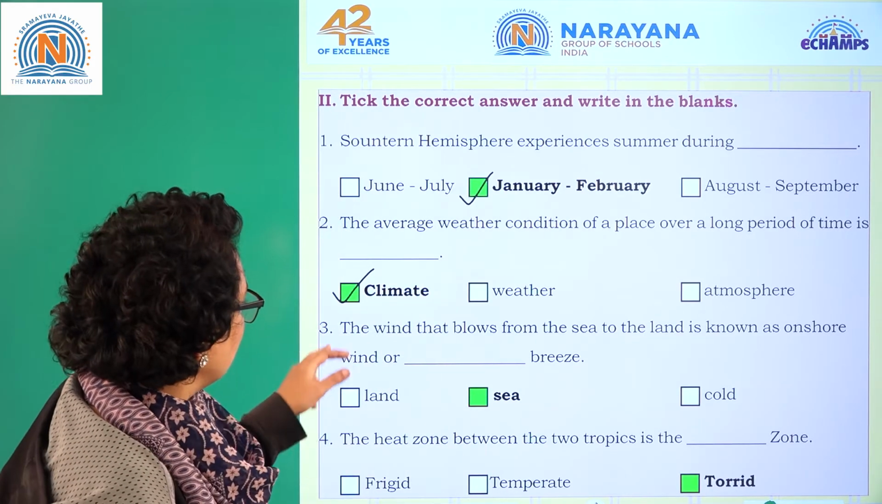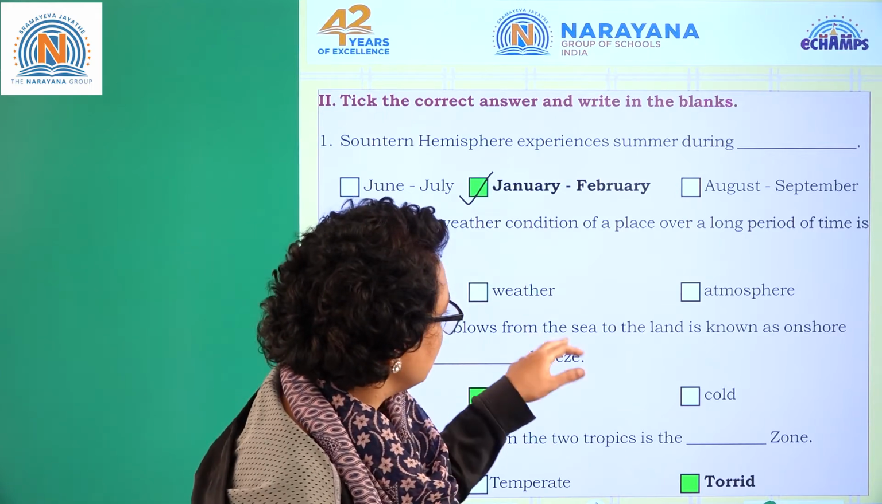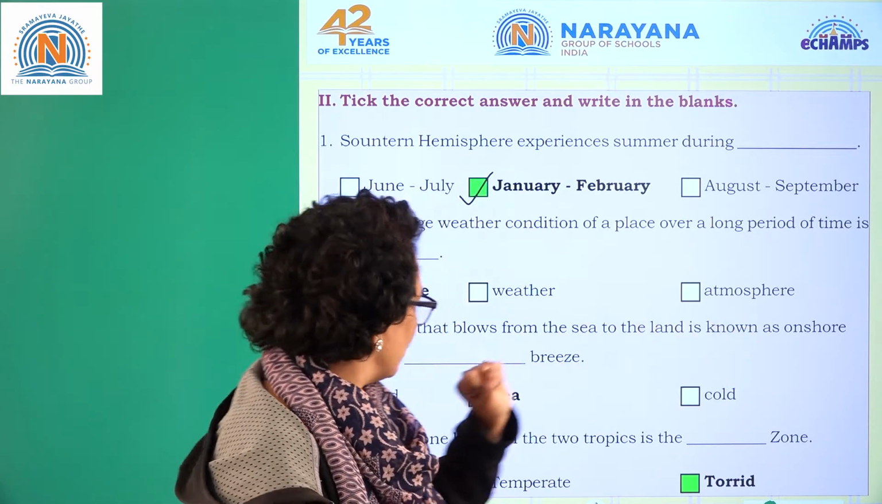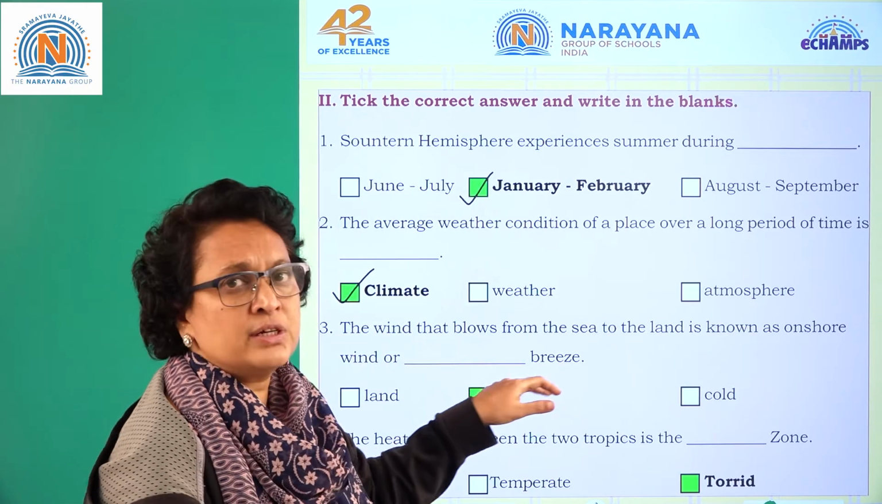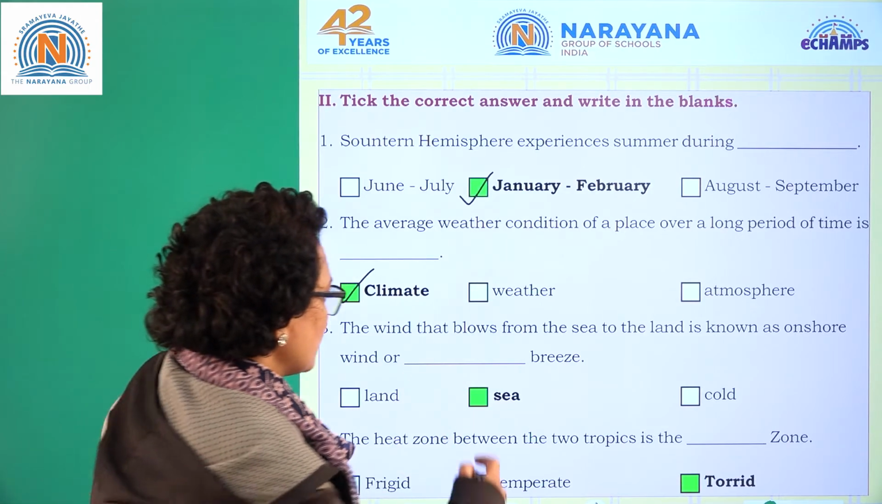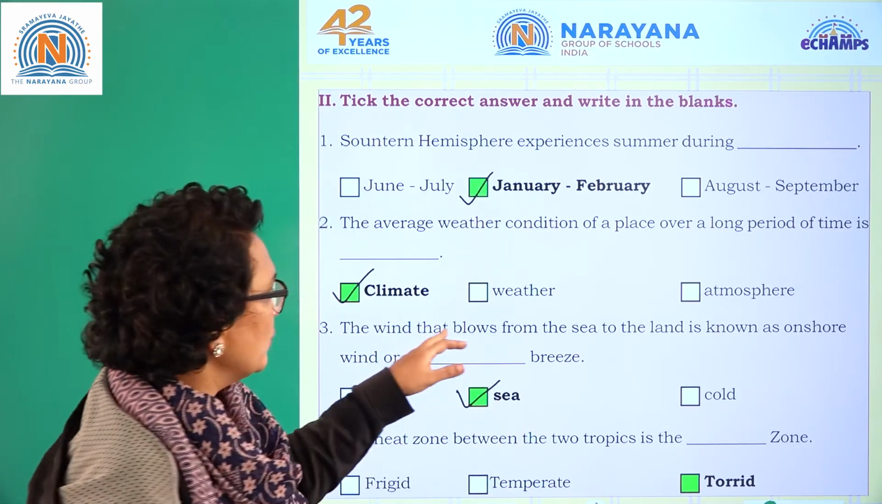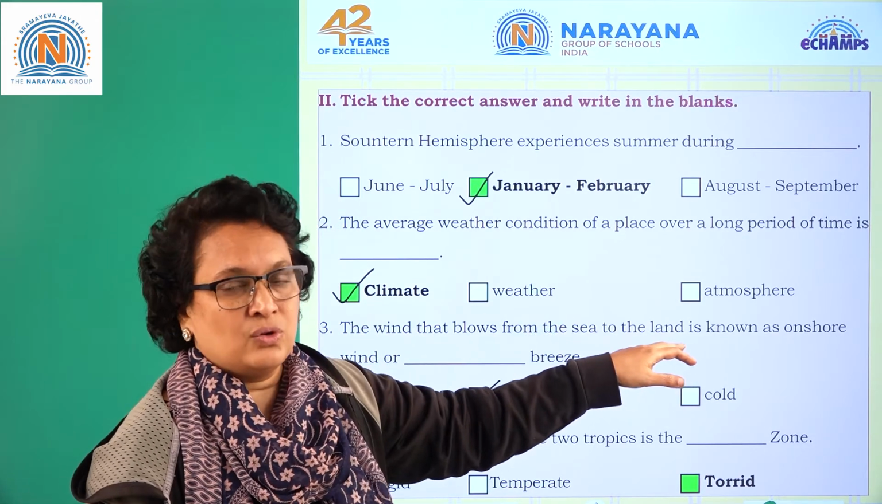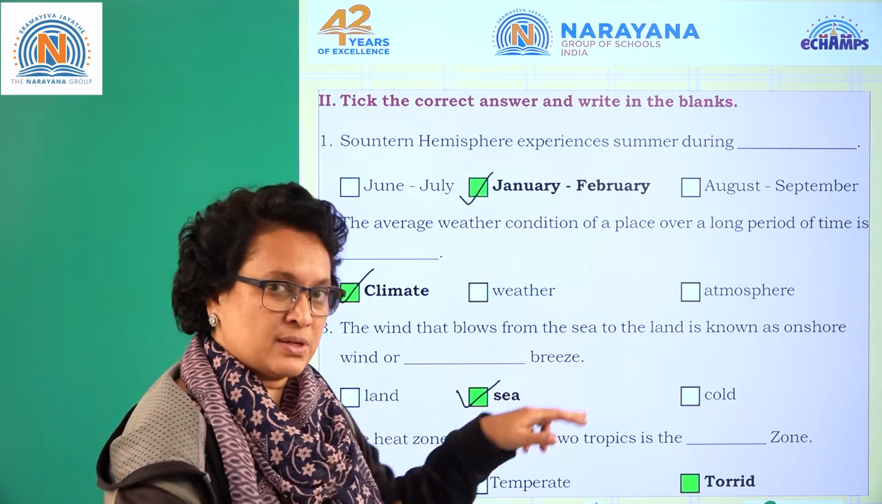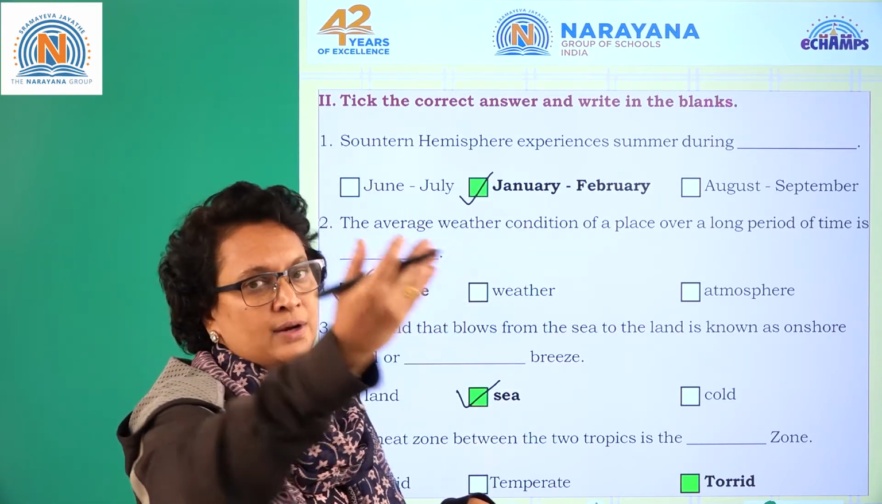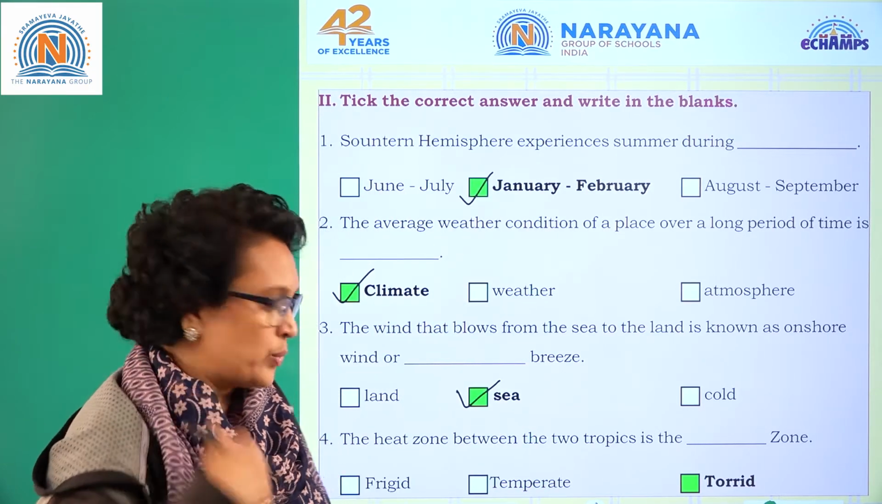Clear? The wind that blows from the sea to land is known as onshore wind or dash. It is called the sea breeze. The wind that blows from sea to land, not land to sea, is called the sea breeze. If the wind blows from land to sea, it is called the land breeze or offshore wind.